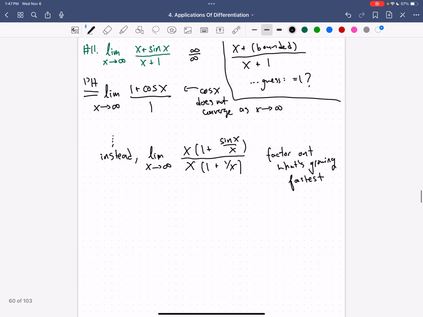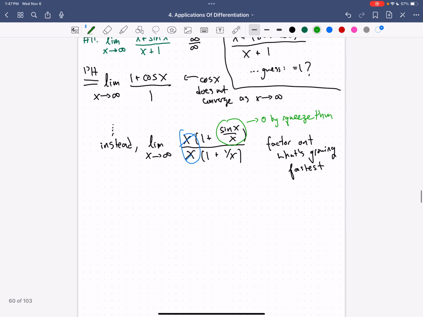Okay, well, these x's will cancel out. And then what we're left with is not so bad. Here we have just 1 plus sine x over x. And we already know sine x over x goes to 0 by the squeeze theorem, and you can double check that if you'd like. And then this also goes to 0, so we just get 1.